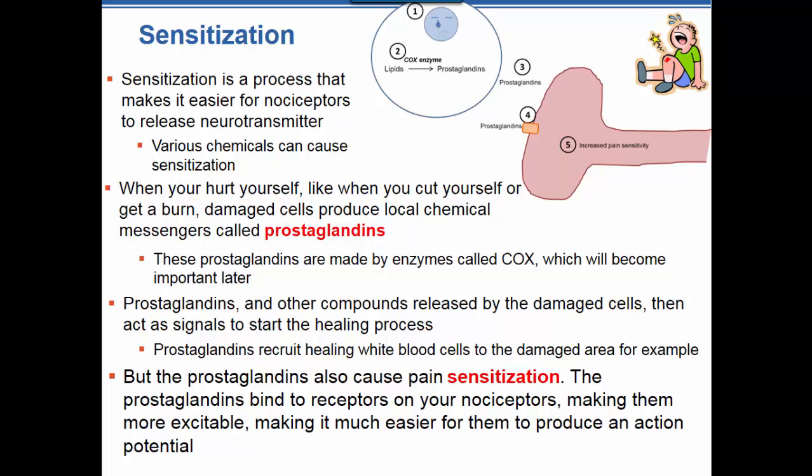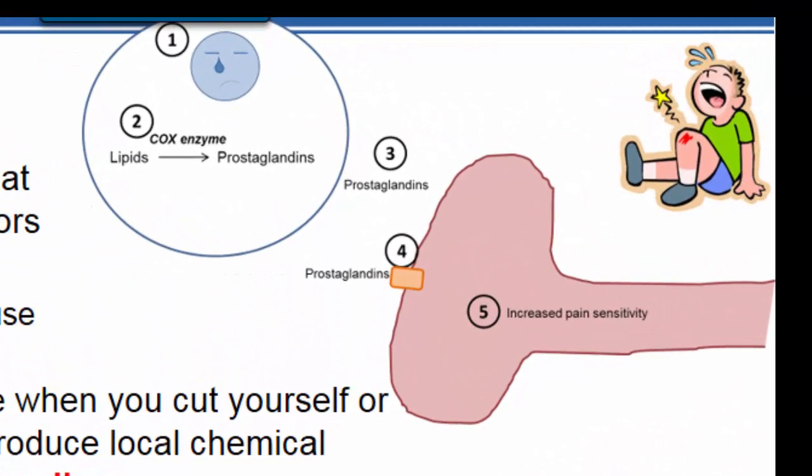When you hurt yourself, like if you cut yourself or get a burn, the damaged cells produce local chemical messengers called prostaglandins. So in the picture here, we can see our very sad damaged cell, and it is producing these chemicals called prostaglandins. And the name of the enzyme that helps this process along is called the COX enzyme. Now, prostaglandins and other compounds that are released by the damaged cells are important signals for starting the healing process. One of the things that they're going to do is recruit white blood cells to the area, and these white blood cells can then look for pathogens and things like that.